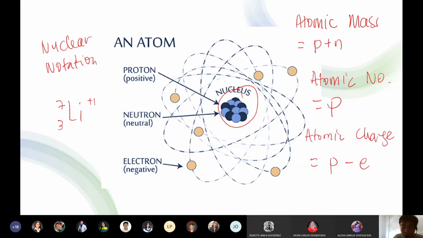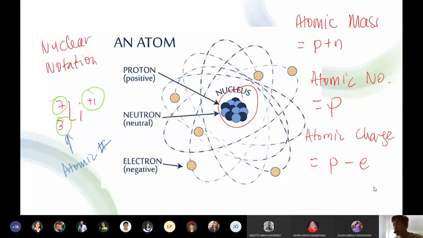So, it consists of three different numbers. Ano yung three different numbers na yon? Number sa bottom left, number sa top left, and number sa top right. Okay. So, each number corresponds to a certain property of an atom. The number at the bottom left tells you about the atomic number.